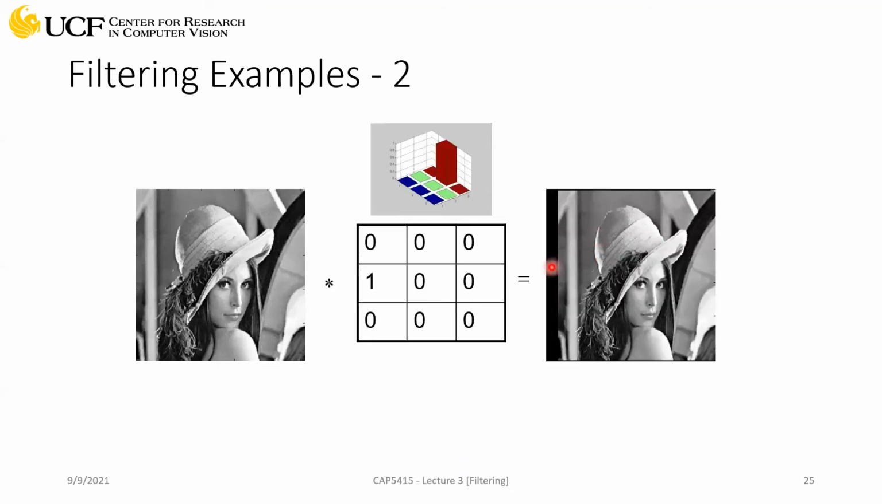Similarly, if you have a 1 here, you can shift towards the left. If you have a 1 here, you can shift towards the bottom, and you can even shift diagonally. So now you know how to perform a shift operation using a filter. You know which filter to use.